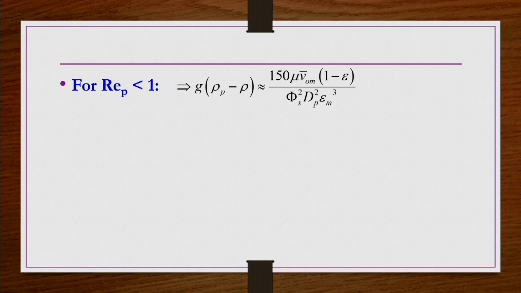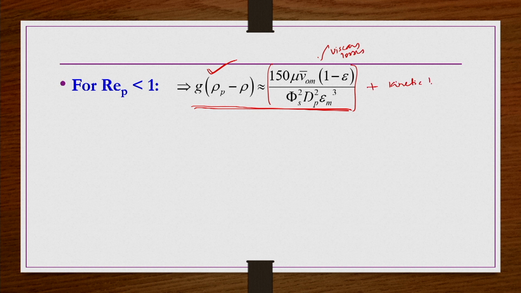So, for Re_p less than 1, in equation number 2, the previous equation, the left hand side is as it is. On the right hand side we are taking only the first term, which contributes to the viscous losses, because the kinetic losses term, the second term 1.75 etc., is very small and can be neglected compared to the viscous losses.